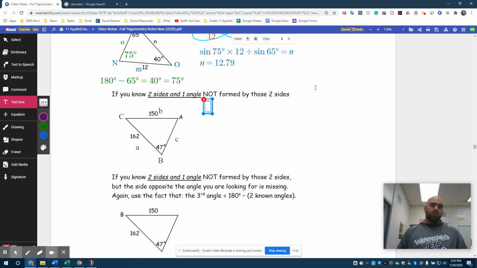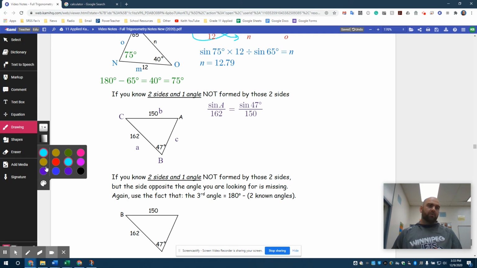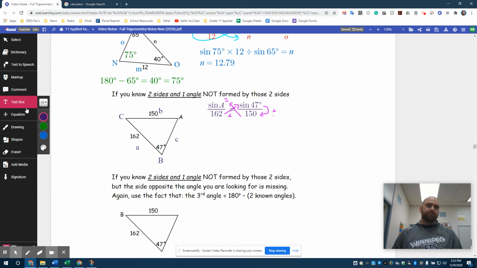So we have big A, sine of A over little a, which is 162, is equal to sine of big B, which is 47 degrees, over, where is that, 150, which is little b. And now I'm going to cross multiply and divide to solve for this. In this case, I'm given the side, so here I need to start on the bottom. When I'm cross multiplying and dividing, I'm starting on the bottom and then working my way up and around. And that's going to equal my final answer. So we multiply first, we divide, and then we come up with our final answer.